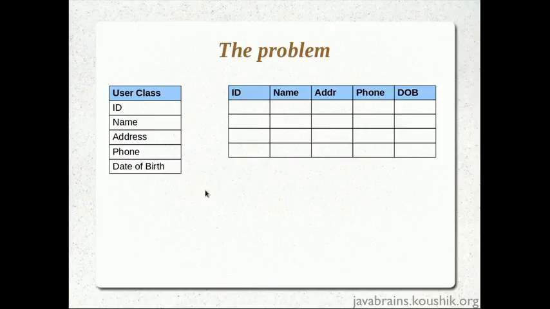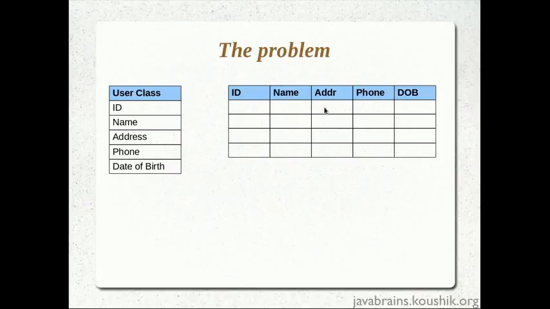So the problem here is this. I have objects here in Java, but I do not have objects here at the database level. This is an individual entity that needs to be converted to this individual entity, which is a row.